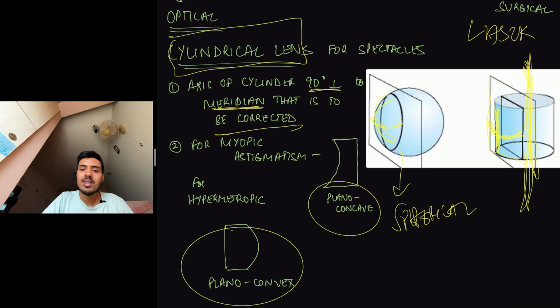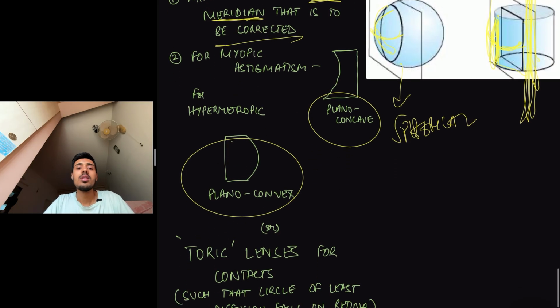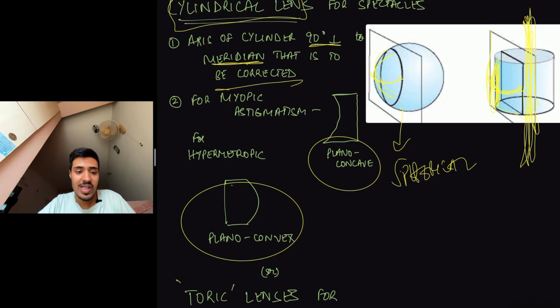Basically, see, this is the axis of the cylinder, right? The axis of the cylinder is where you have the straight surface. So that part you don't want to correct. That is where you want the normal light rays to pass through. We want to correct the myopic light rays. I know it sounds a bit confusing, but I'm trying my best to convey it. If not, you can either ask me in person or something like that. But anyways, this is about spectacle lenses where you give cylindrical lenses.